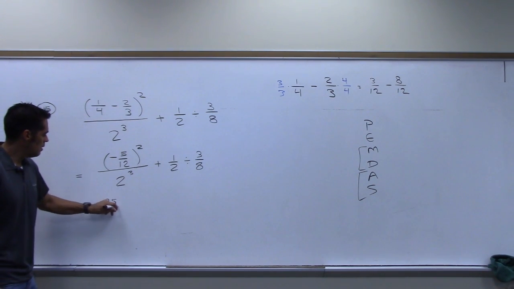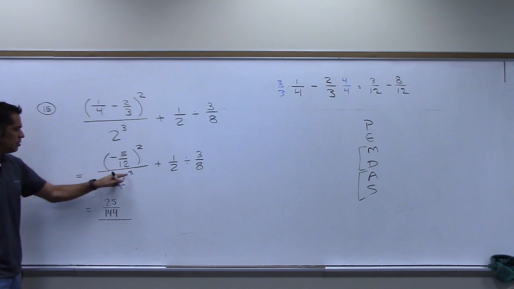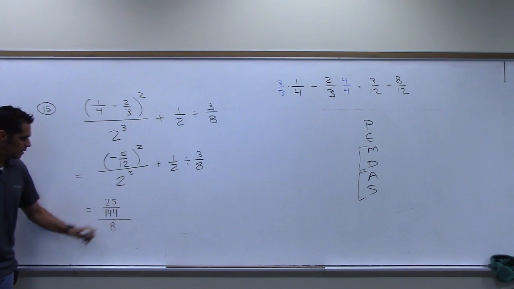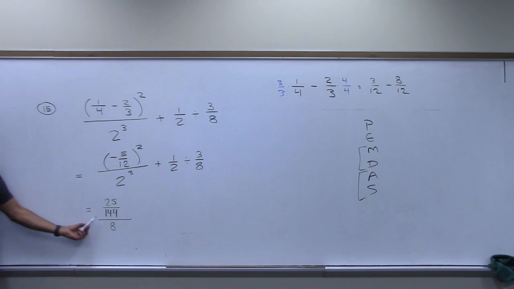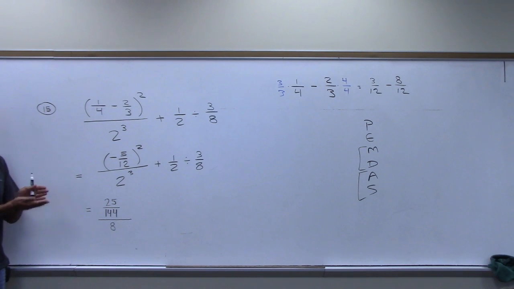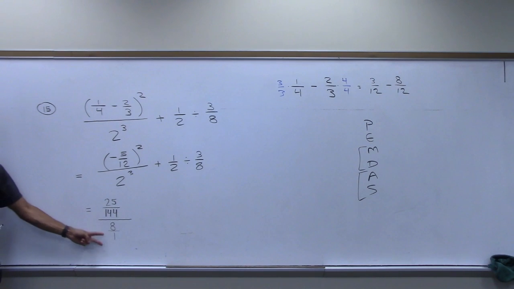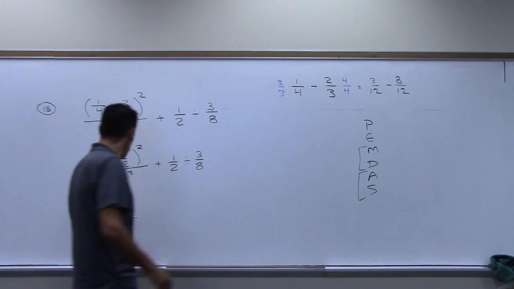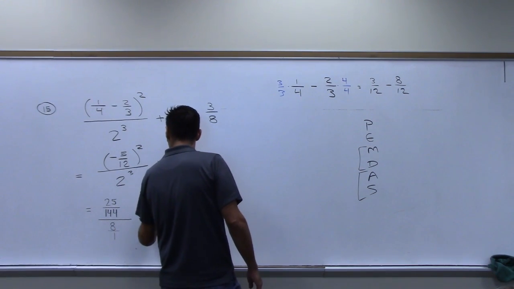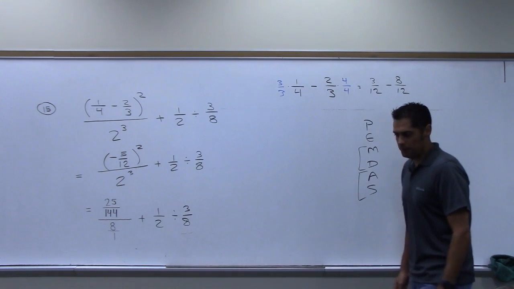25 over 144. All of that over 2 cubed, which is 8. Like that, right? And notice how I made this division bar larger, right? That's to separate the fraction on top from the number 8 on the bottom. And because I realize this is kind of complicated looking, I'm going to write this 8 as 8 over 1. And that way it looks more like a fraction over a fraction. Is that okay with you? Yes, sir. Okay. Divided by 3/8. So I didn't do anything else yet.